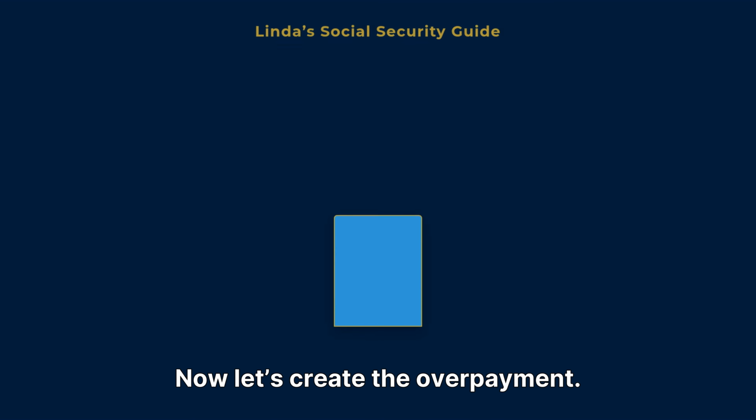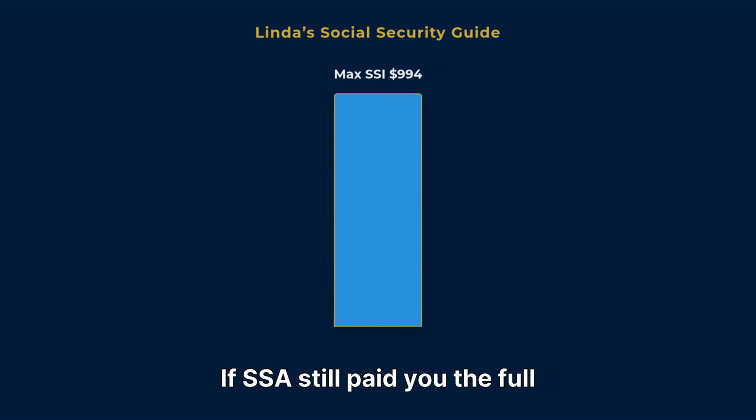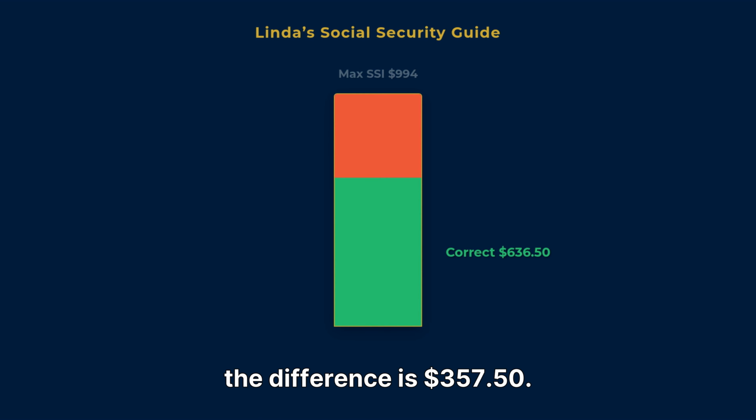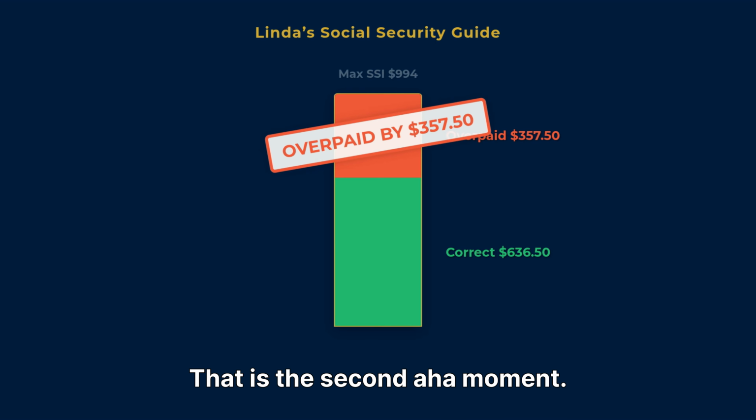Now let's create the overpayment. If SSA still paid you the full $994, but the correct payment was $636.50, the difference is $357.50. That is the overpayment. That is the second aha moment.